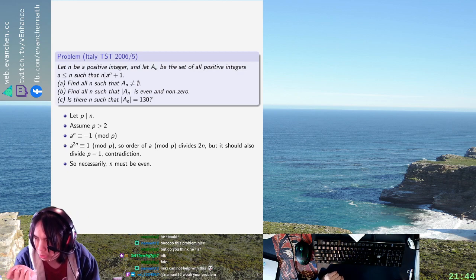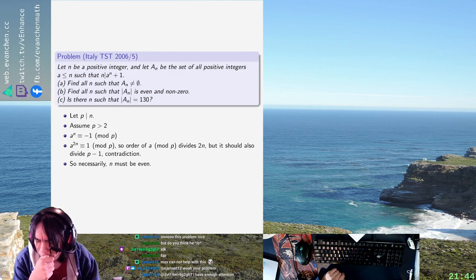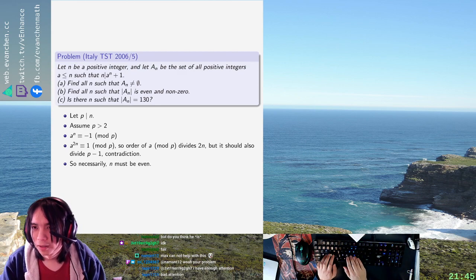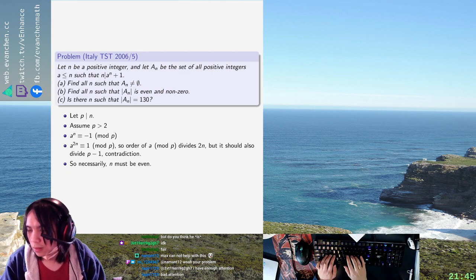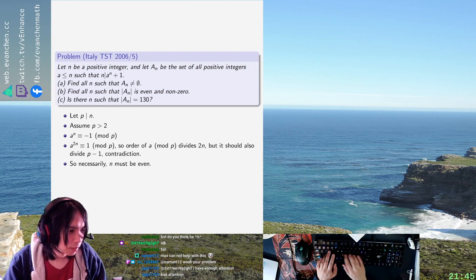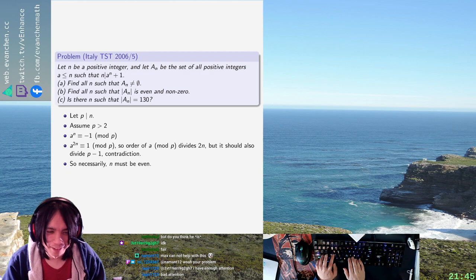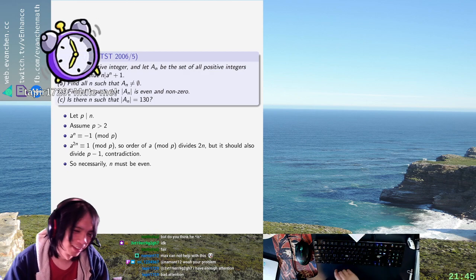Now if I do this same argument again with the second smallest prime, haven't I done this problem before? Hang on. I'm like, wait, this thing's really familiar.